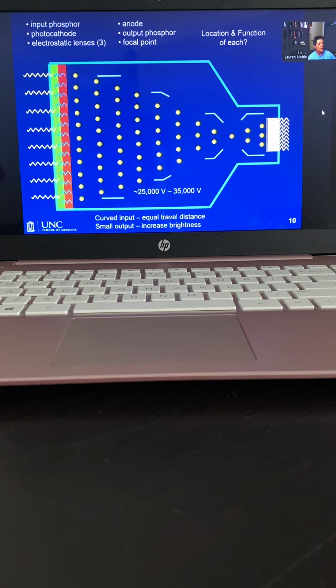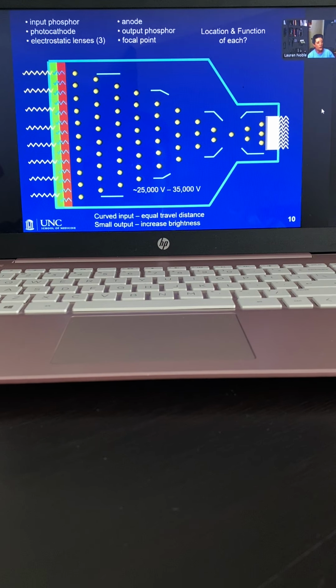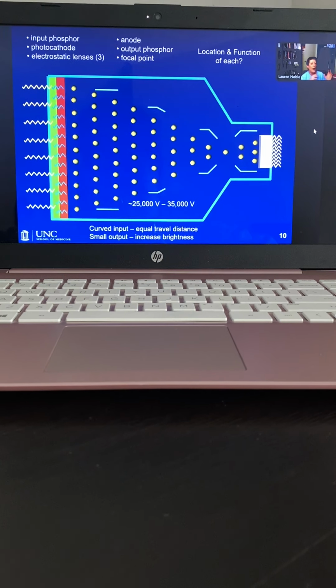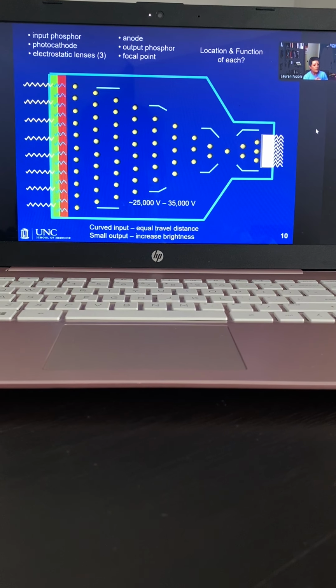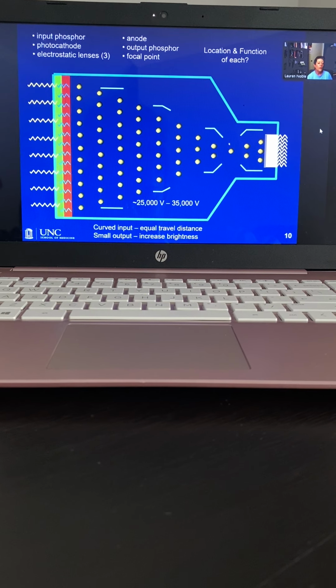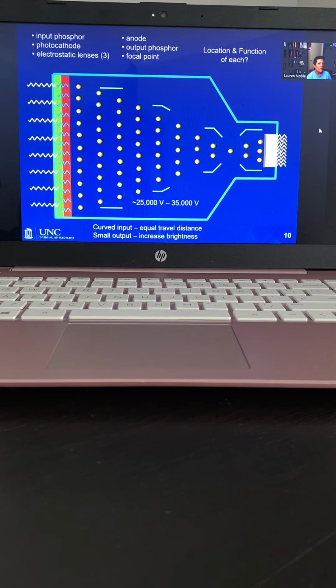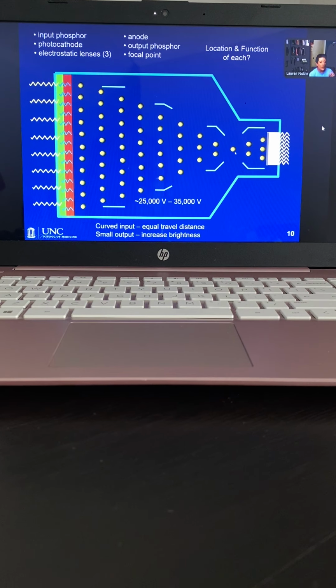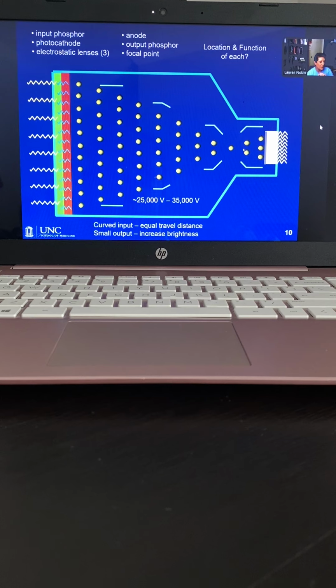So we start with X-rays. X-rays get converted to light. The light gets converted to electrons. They are rapidly accelerated and focused. And then they're allowed to spread out just a little bit to interact with that output phosphor, because we don't want just a single point source, because then we won't end up with an image.